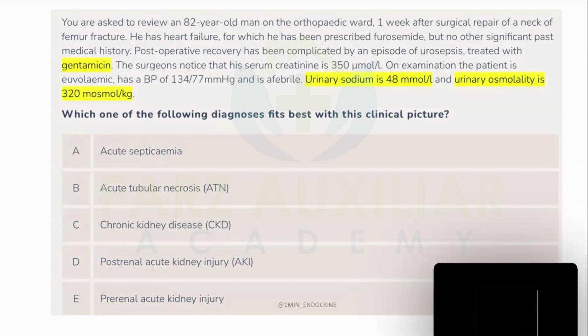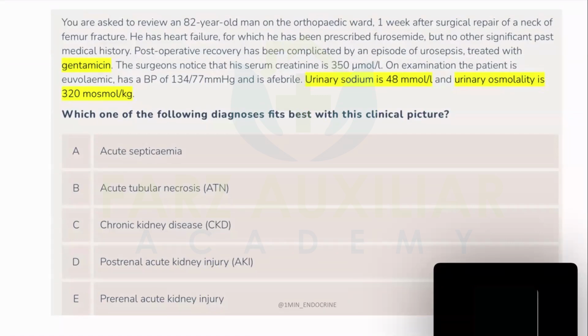So surgeons notice that the serum creatinine is 350. On examination, the patient is euvolemic, so he is not fluid depleted. Why have they mentioned euvolemic? Because the patient is on furosemide, he is an elderly person with heart failure, after femur fracture repair, and he has developed sepsis. So they specifically mentioned that he is euvolemic, which will be helpful to reach the diagnosis. Urinary sodium they have given, urinary osmolality they have given.